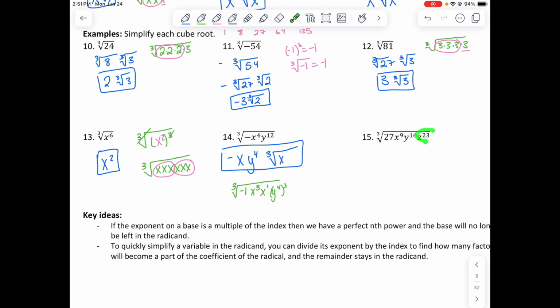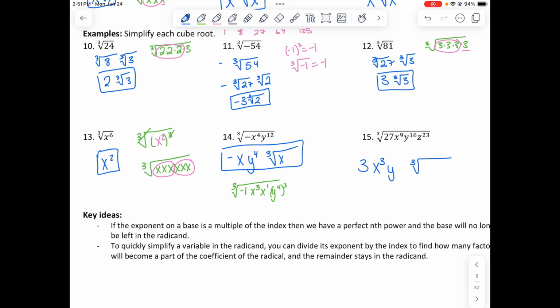And then the last problem, I can see that these exponents are much too big for me to want to write out all 23 factors, so I'm definitely going to be using these strategies. 27 is a perfect cube, so I have a 3 on the outside, and I'm going to start by writing a cube root symbol so I can start filling in my values in my coefficient and in my radicand. X to the 9th, 9 divided by 3 goes in evenly, so I'd get 3 factors of x on the outside. That makes sense because x to the 3rd cubed is x to the 9th.